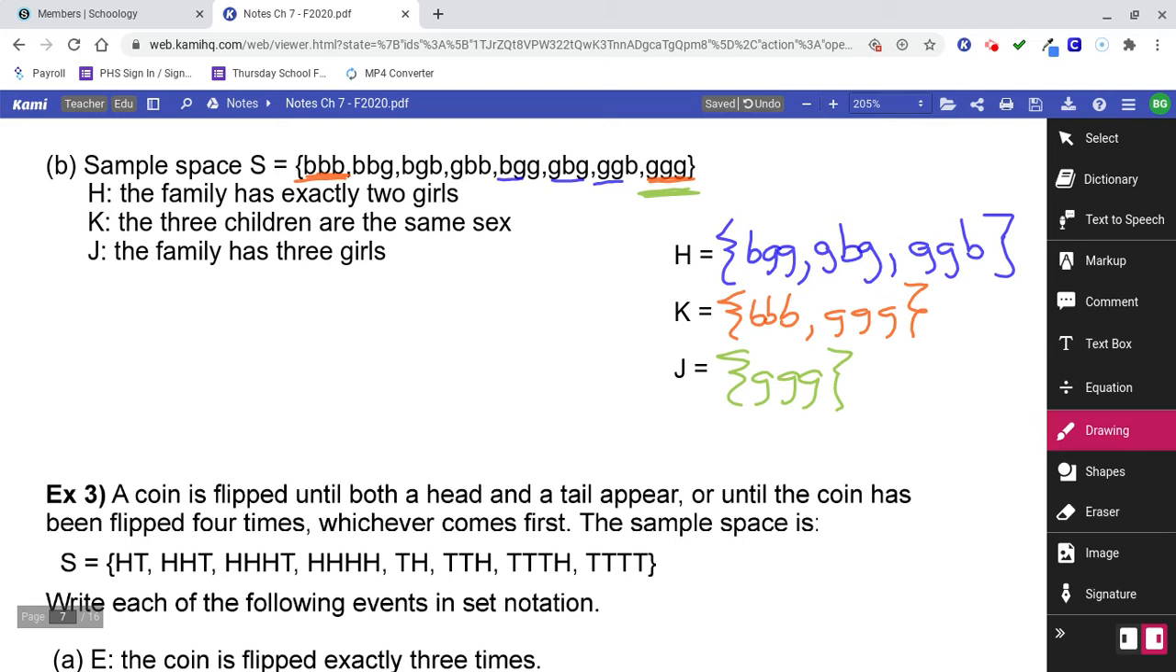So we're talking about events. These events, H, K, and J, are subsets of the sample space. So, remember, we're talking about this symbol right here. H is a subset of S. That's what I mean, subset.